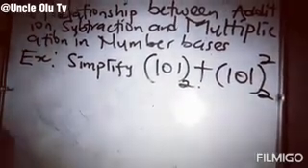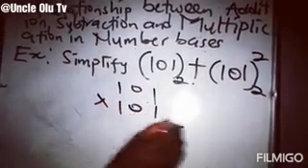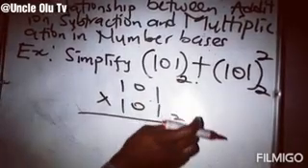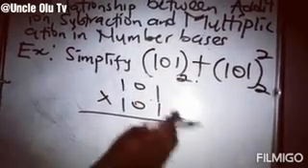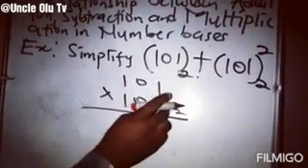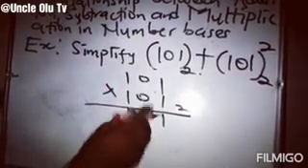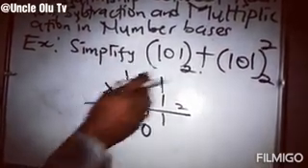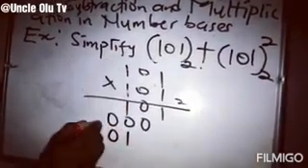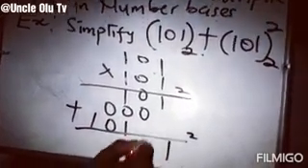Now, let's do this one first. That means 101 times 101 base 2. 1 times 1, 1. I've told you when you are doing multiplication like this, 1 times 1, 1. It's not up to base, you write it. 1 times 0, 0. 1 times 1, 1. 0 times 1, 0. 0 times 0, 0. 0 times 1, 0. 1 times 1, 1. 1 times 0, 0. 1 times 1, 1. So you add it. That is 1, 0.